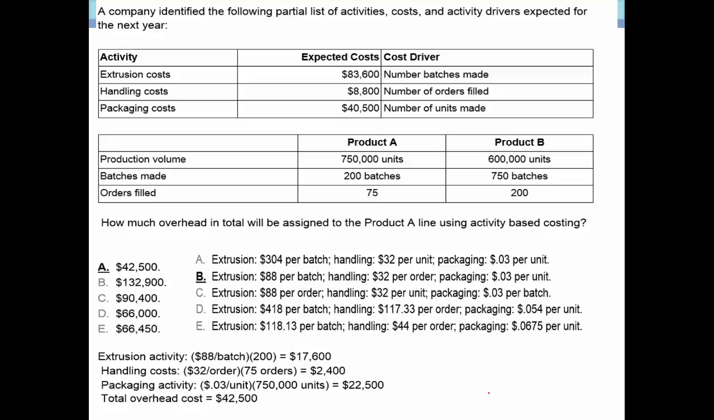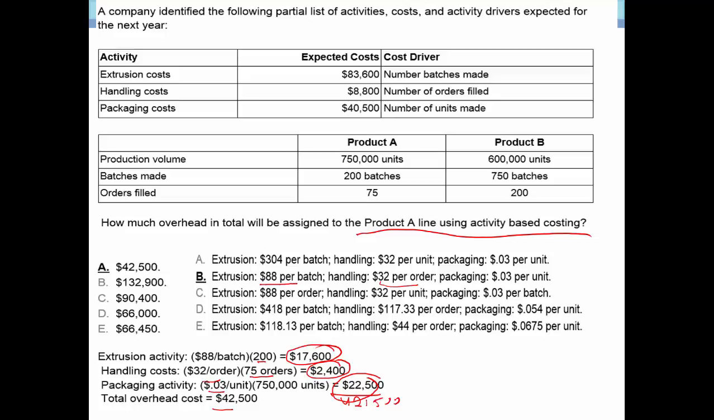Okay. This is actually, again, one of those where I'm taking the answer to the previous problem to answer this one. So all I did was stick the answer from the previous problem right there. Then we simply said, okay, they're asking about product A. Since product A is using 200 batches, there's your cost for product A. Since we have 75 orders for product A, just using the answer from the previous question, there's your handling cost for product A. And then we do the same thing for packaging, right? And the total cost, adding those together, is $42,500.